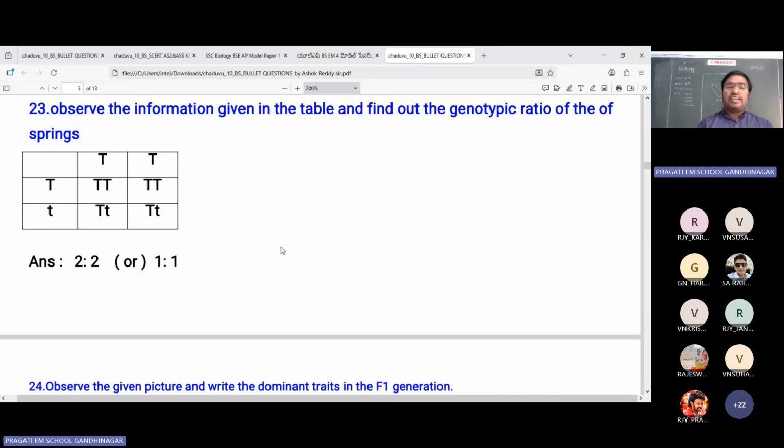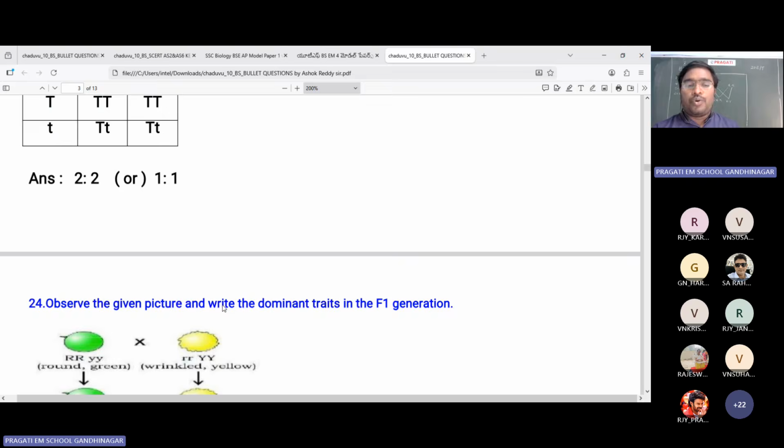Basing on that, homozygous and heterozygous tall plants appeared here. So the genotypic ratio is 1:1 or 2:2. Basing on the homozygous and heterozygous, 2:2, half of the traits are pure tall, and half of the portion is heterozygous tall. So this is 1:1 or 2:2.